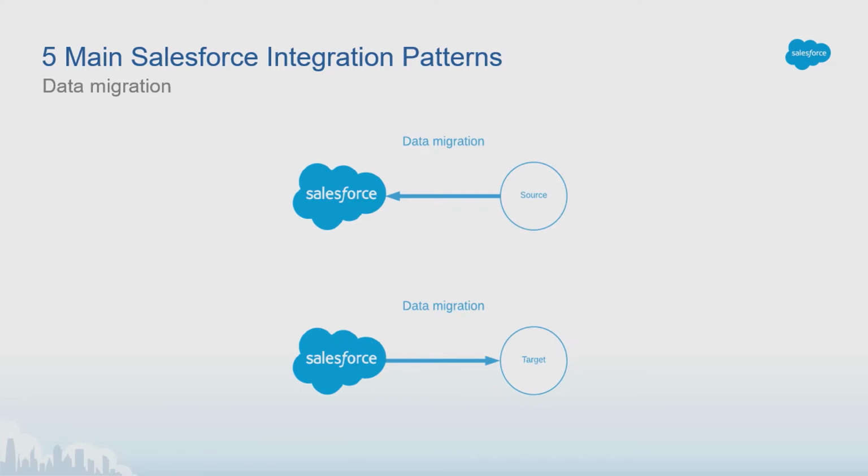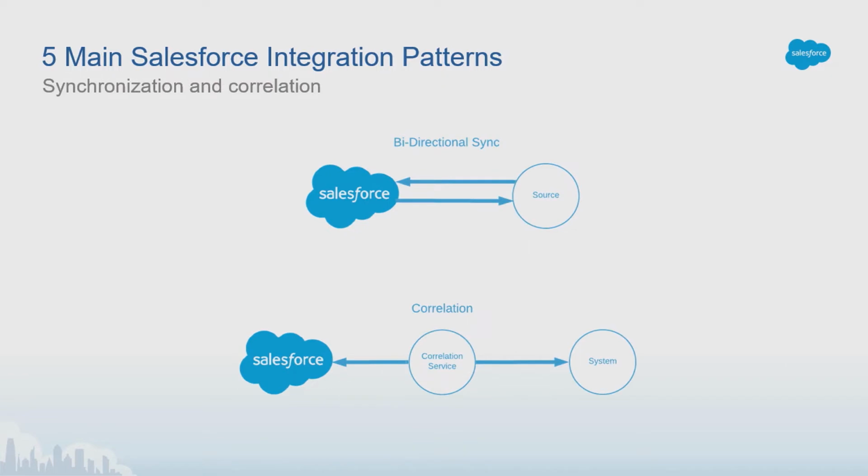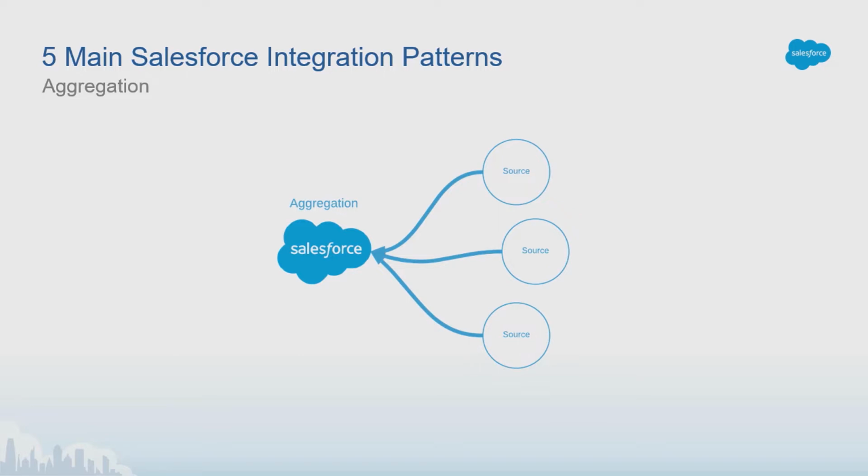When looking at different integrations, we can identify 5 main patterns. Okay? We have data migration, data coming into Salesforce, data coming out of Salesforce to your backend systems. We have bidirectional sync, correlation. We have an aggregation pattern. Basically, you have different sources you have to combine to provide these unified user experiences in Salesforce. And you have the broadcast pattern. Earlier I saw a presentation where you have a change event in Salesforce, and then you have to broadcast it to backend systems.